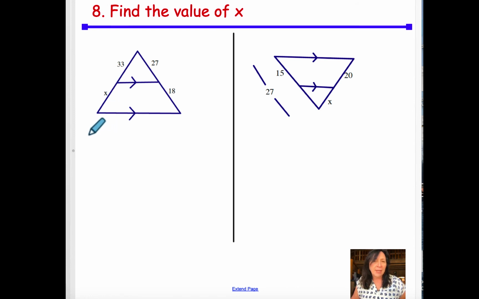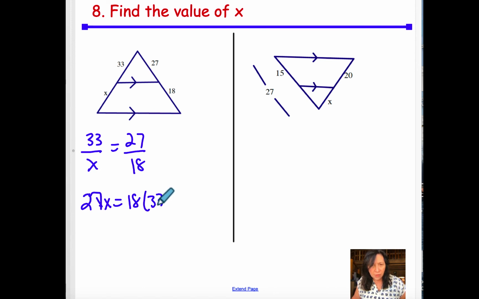Like if I did 33 is to x as 27 is to 18. If we cross multiply, I get 27x equals 18 times 33. And so x equals, I'm going to go on my calculator, 18 times 33. That equals 594. I'm going to divide by 27, and I get 22. So x is equal to 22. All right. Now, yes, that was super fast.